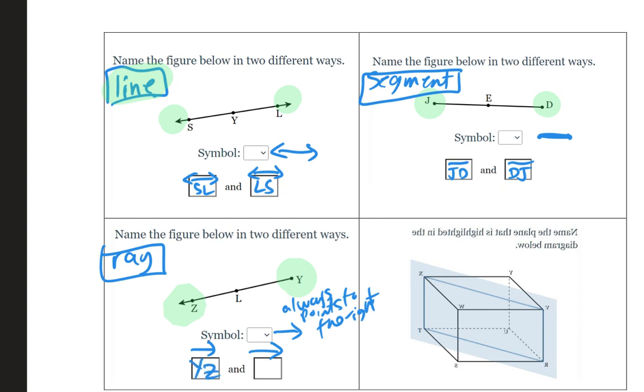Or we can also call it what else? That's right, YL. Because we said any other point, but we have to start with that Y. That's right, YL. All right, so that's it. Okay, so now our last one.